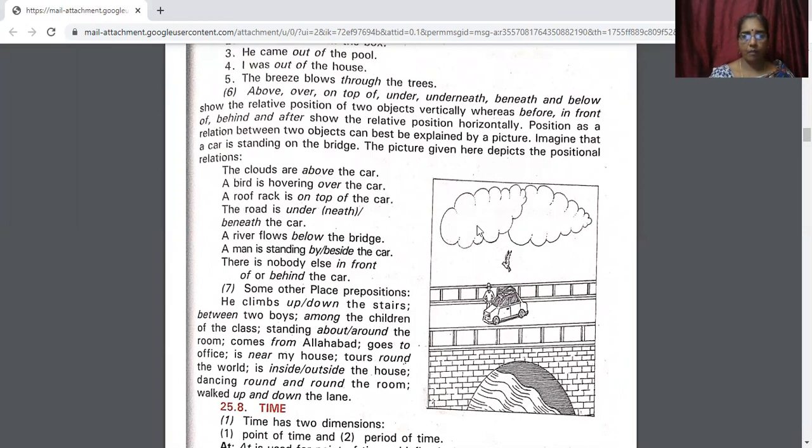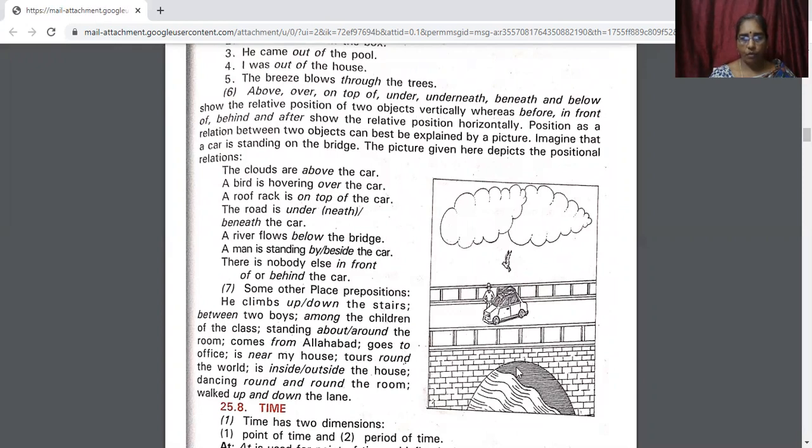The clouds are above the car. See? Clouds are above the car. The bird is hovering over the car. The roof rack is on top of the car. There is a roof rack on top of the car. The road is underneath, beneath the car. There's a road under or beneath the car.